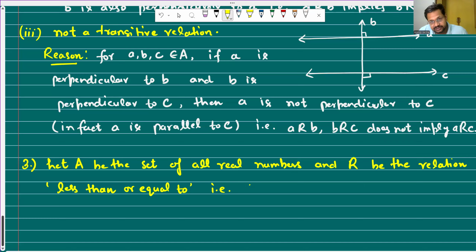You can say this is the less than or equal to symbol on A. The relation is that A is related to B if A is less than B or it is equal to B. Then what about the reflexive relation? Yeah, equality is there, so A will be related to A, as A is less than or equal to A.